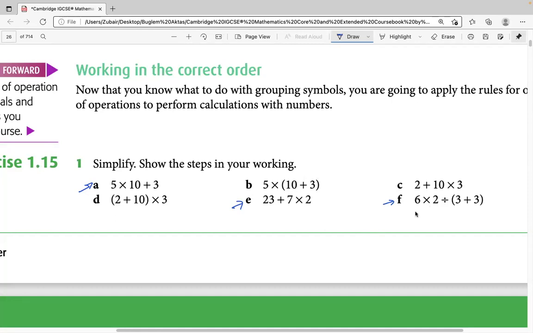Let me see. This is 6 times 2 divided by, that is 3 plus 3 is 6. So I can write 6 times 2 into 1 by 6. So that is 2. Okay. Do you understand? We can take the reciprocal when we convert from division to multiplication. Very good.